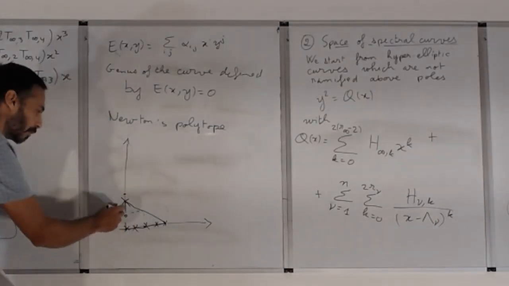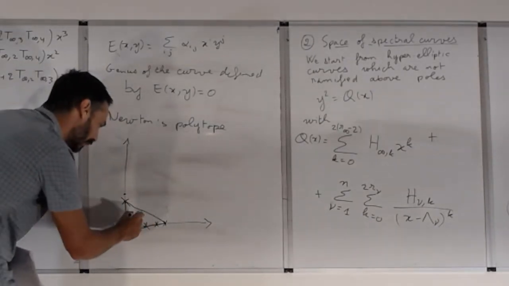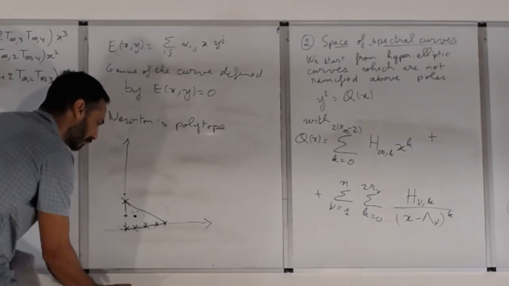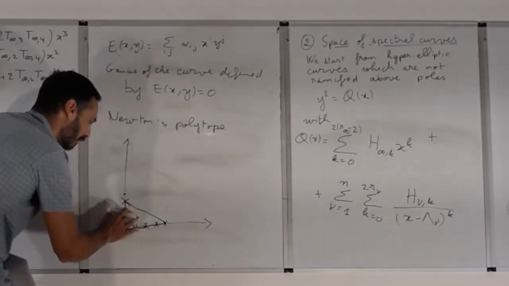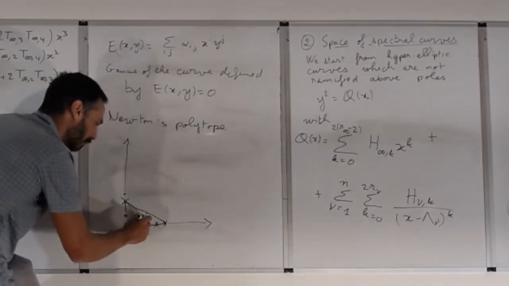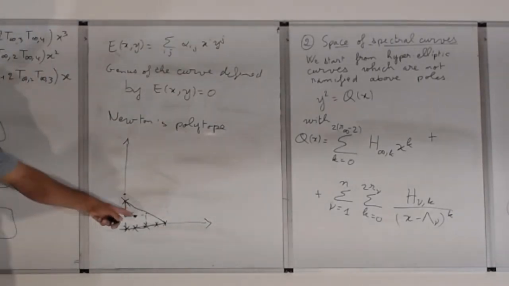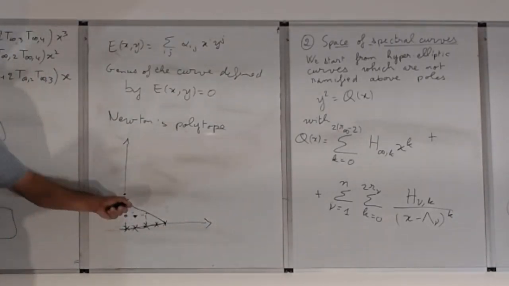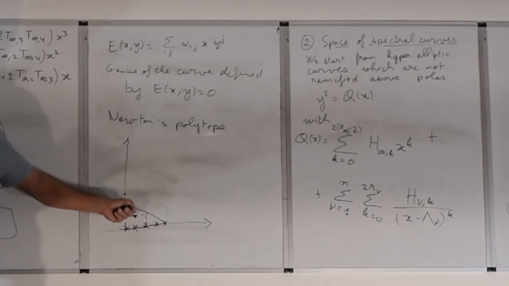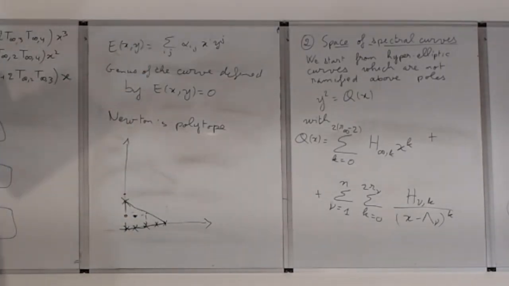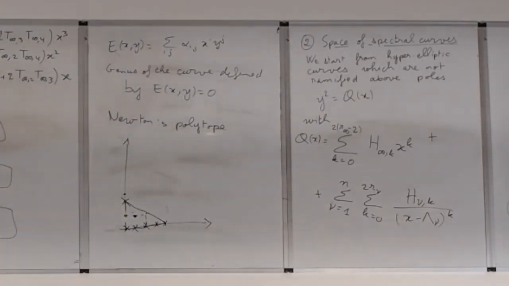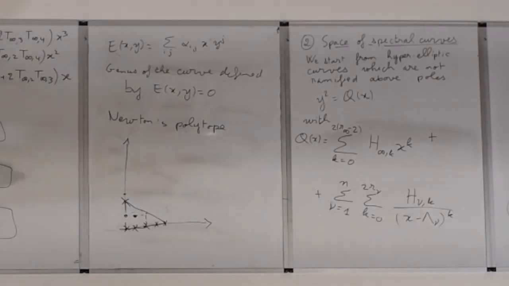So 0, 1, 2. And here, what you will get is that you just have one point, which is inside. Just the point 1, 1. The number of points which is inside the polytope is, for generic value of alpha, the genus of the curves that you're considering. So in this case, it's very easy. I just have one, so I've got the genus 1 curve.